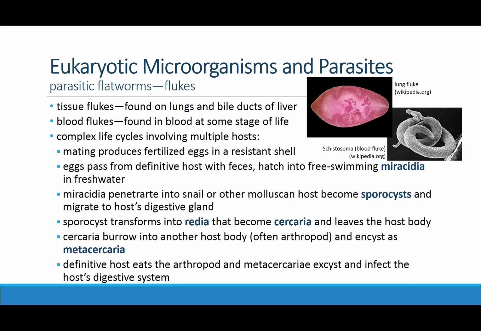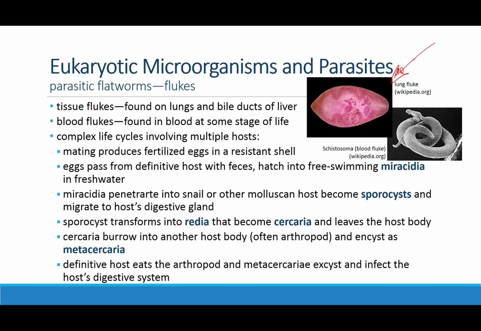Okay, so let's take a look then at the different groups. Looking at parasitic flatworms, we'll start with the flukes. Here is a lung fluke. Not probably too far away from real life size. Probably about half that size is what you would find them. They're found on lungs, and they also can be found in the bile ducts of the liver. Most of the ones that are liver parasites are living in the bile ducts.